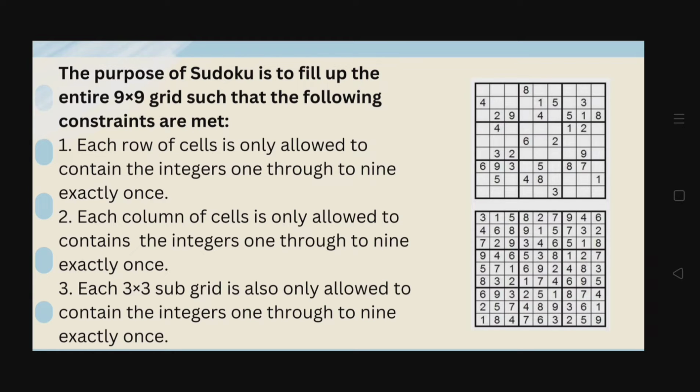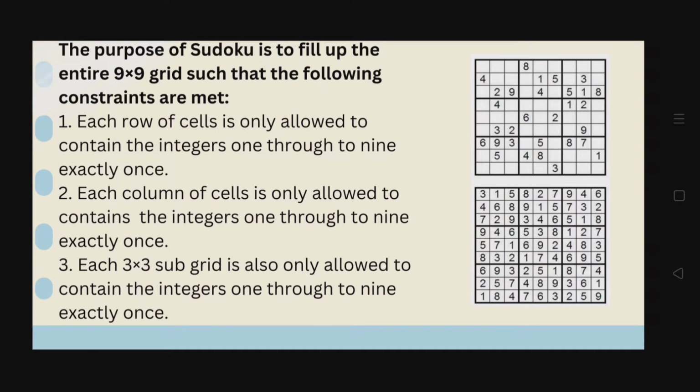And then number 2, each column of cells is only allowed to contain the integers 1 through 9 exactly once. And then number 3, each 3 by 3 subgrid is also only allowed to contain the integers 1 through 9 exactly once. As you can see in the figure on the right side, in the example below, in each row, each column, and each 3 by 3 subgrid, there is no repeated number.